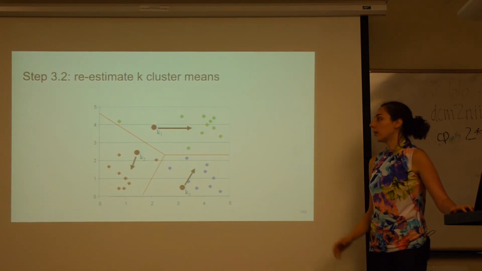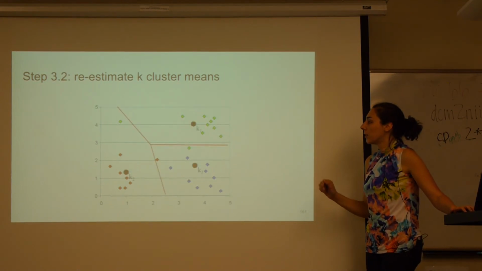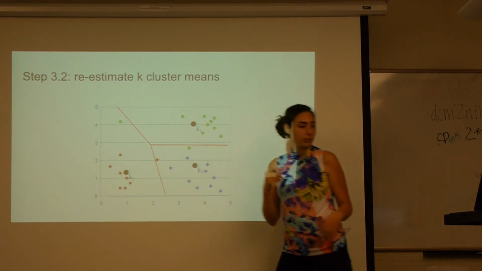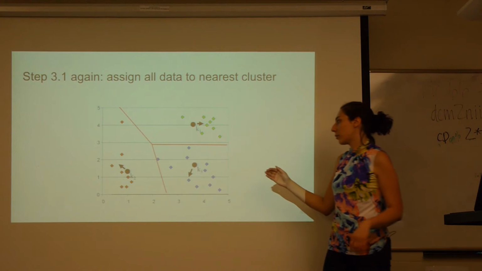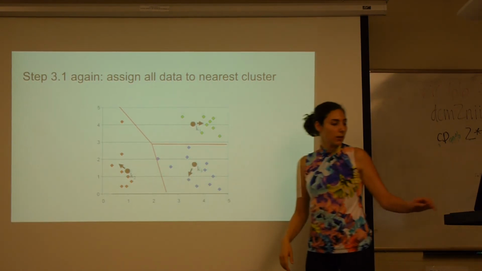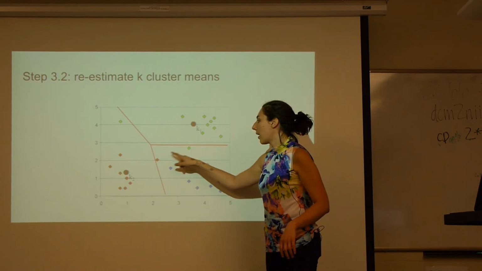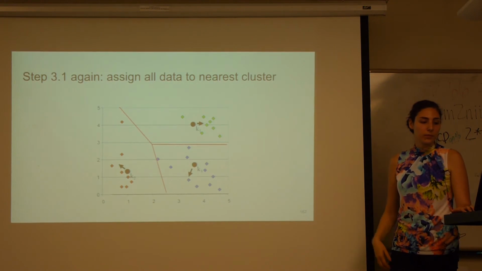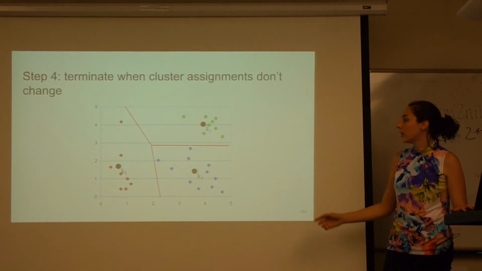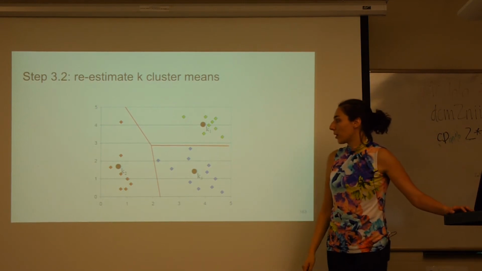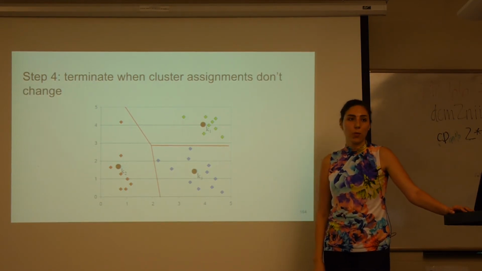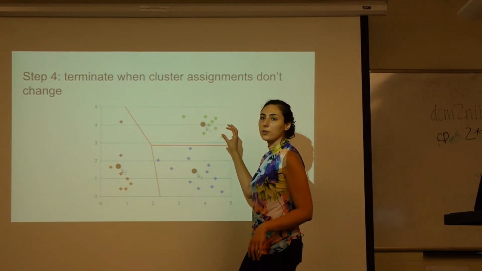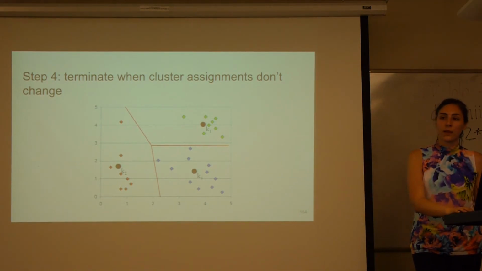Then we re-estimate the k cluster means, so we move them to wherever the new mean of the cluster is. Then we reassign the data to the nearest cluster again. So we color these now blue because they're closer to the new k3. We move the cluster centers again, and we do this until there's no change in assignments anymore. So these are the 3 final clusters. Okay. Is that clear?